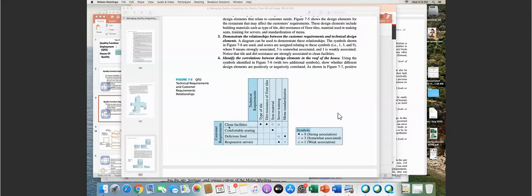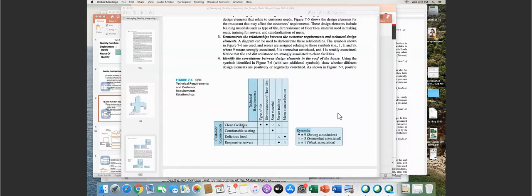Okay. Clean facilities and server training. Okay, the author gave a 1. That means this one symbolized number 1. It shows weak association. Why? Can anybody answer? Why does server training have a weak relationship with clean facilities? You can answer? Come on, think.